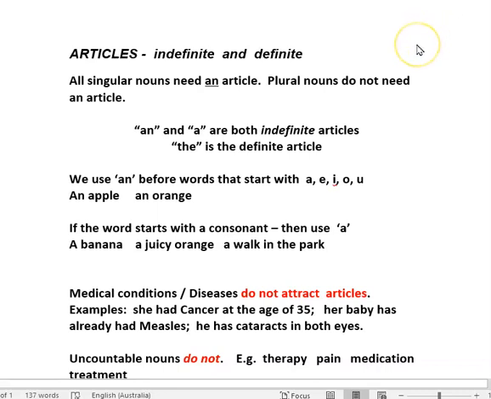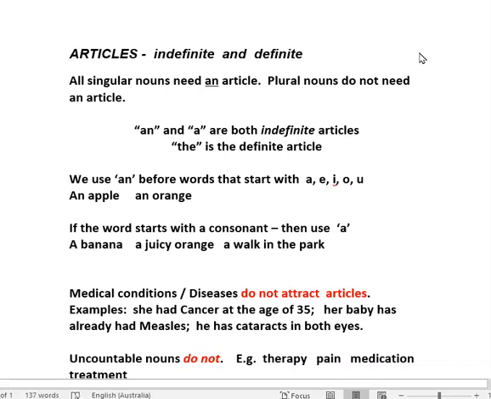Okay, this video is about using articles. Now, articles cause a lot of problems in OET writing, and hopefully this little video is going to clarify some things. You can always come back and look at it again. We've got two kinds of articles, indefinite and definite. Why they are called that, I don't know.